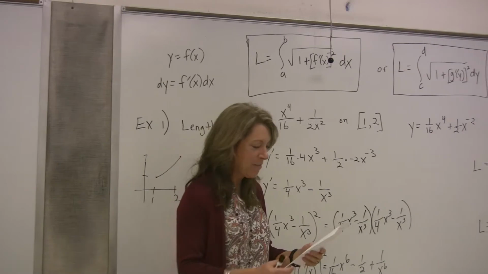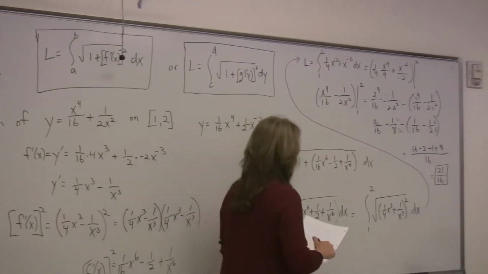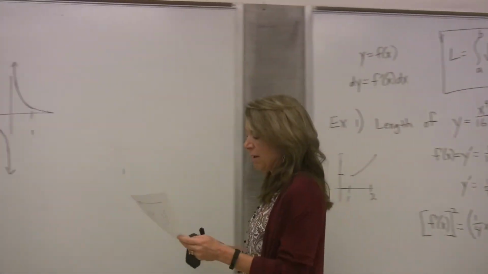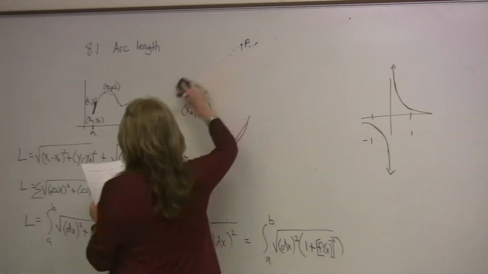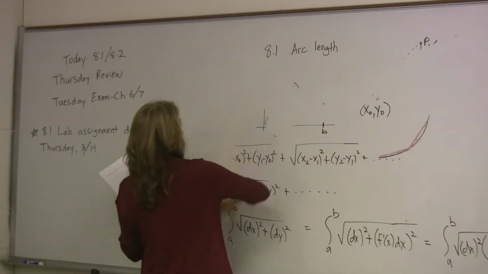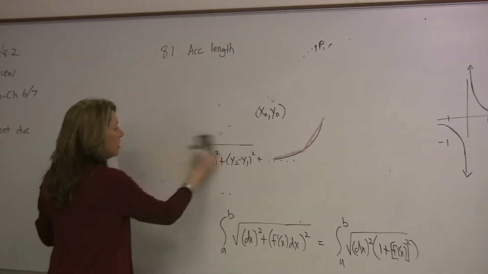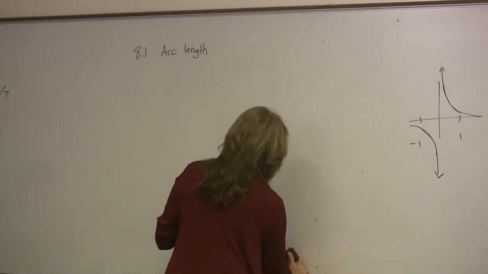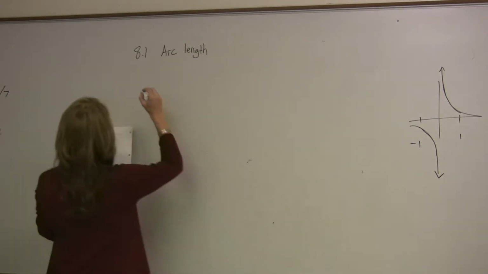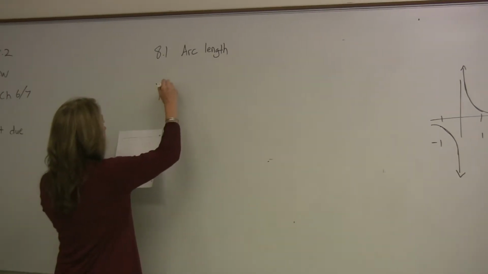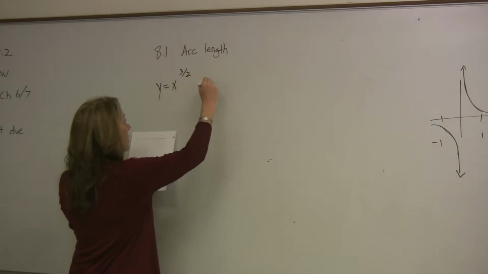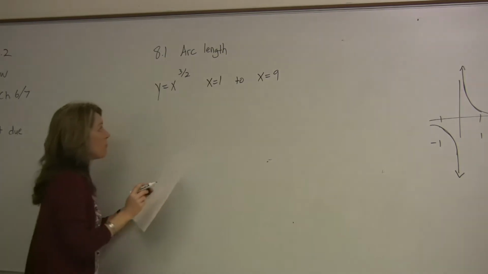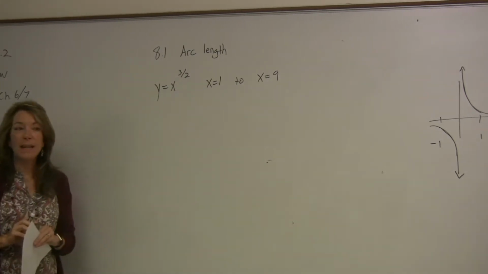Okay, example 2. It's a little bit nicer function at least. Example 2 says find the arc length y equals x to the 3 halves from 1 to 9. So let's write that up here. Okay. y equals x to the 3 halves, x equals 1 to x equals 9. Want to find the length of that curve.